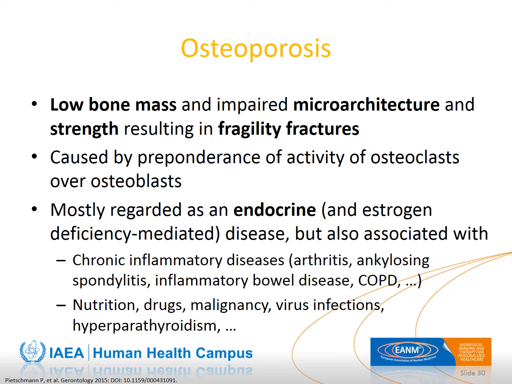Osteoporosis is characterized by a low bone mass, with impaired microarchitecture and bone strength resulting in fragility fractures. It is mainly caused by a preponderance of activity of osteoclasts over osteoblasts, and while it is mostly regarded as an endocrine and estrogen deficiency mediated disease, it is also associated with chronic inflammatory diseases, bad nutrition, a side effect of some drugs, and observed in malignancy, some viral infections, hyperparathyroidism, and other disease states.